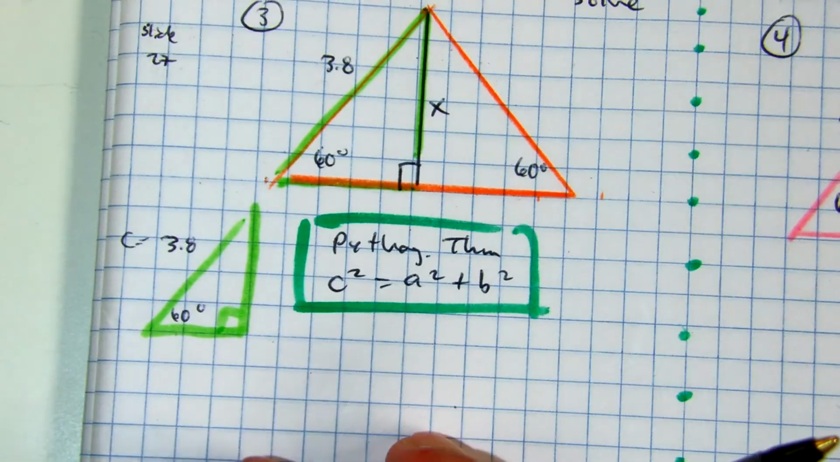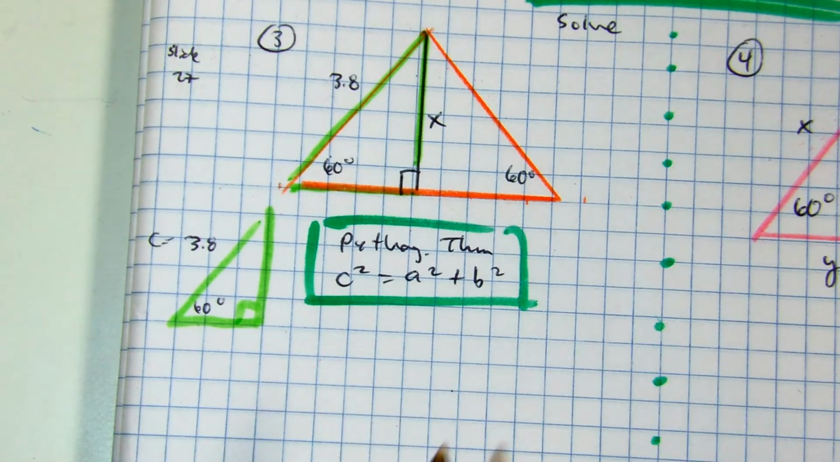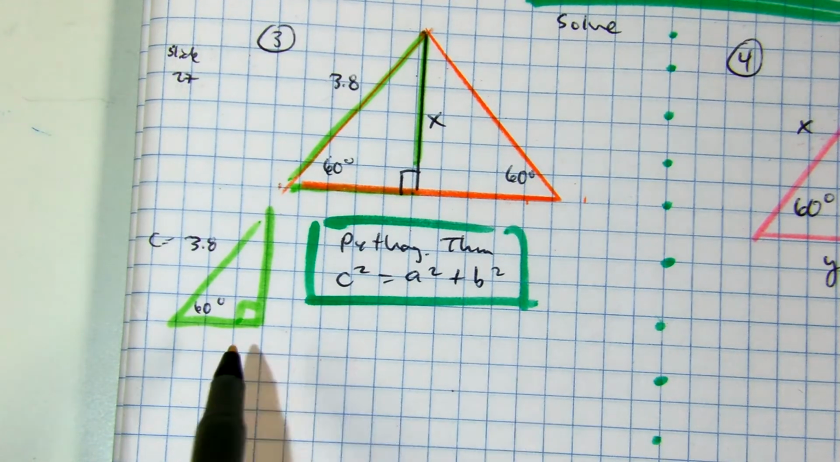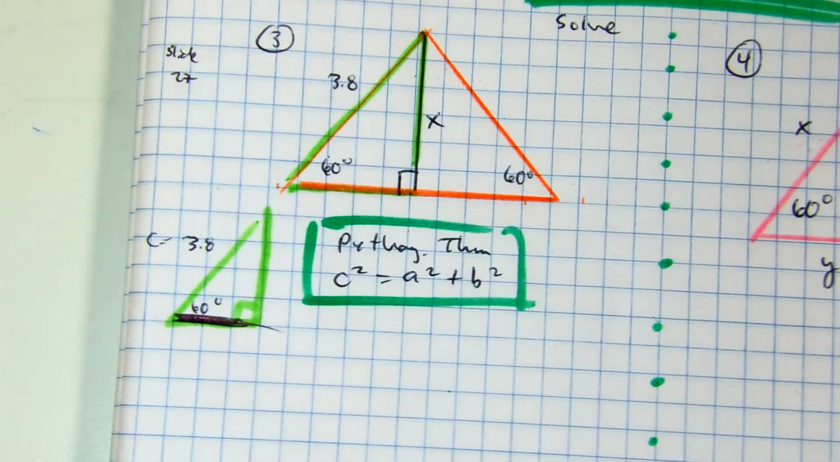You can use the Pythagorean theorem. Everyone talk to your partner. How can we use the Pythagorean theorem knowing that it's an equilateral triangle? And here's my hint. Ready, set, go. Talk to your partner.